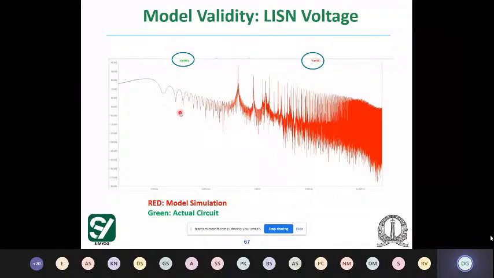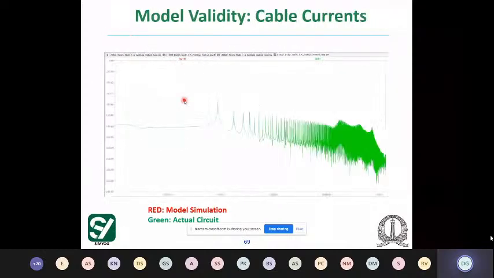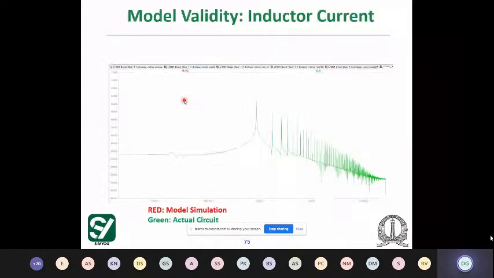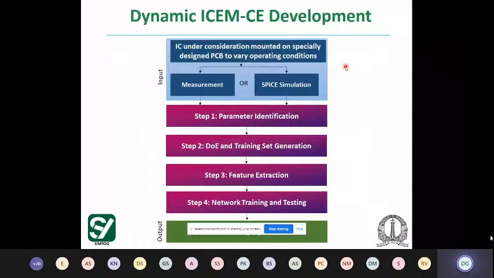The reason that I want to show this to you is that the model is exactly the same as the actual IC, right? So we did the simulation or measurement with the actual IC, and then we did the simulation with the model. These are all on top of each other. We are probing different test cases. We are probing different points of the IC, right? But the big challenge is that the VSW and VN, which are these waveforms, can change with the operating condition.